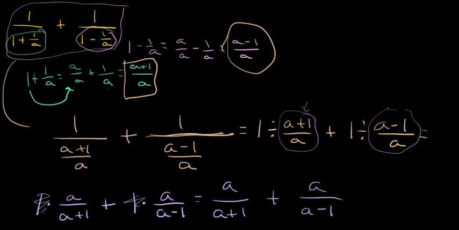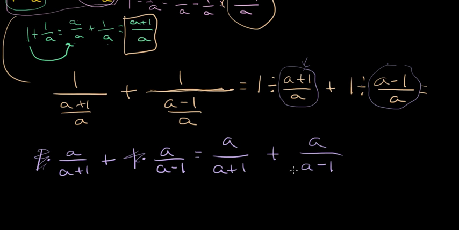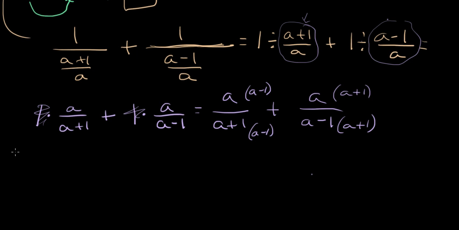Now you see where we've gone from this yellow one down to where we're at right now, a over a plus 1 plus a over a minus 1. Now, if I multiply this one times a minus 1 over a minus 1, and multiply this one times a plus 1 over a plus 1, then I'm going to have common denominators, which is a plus 1 times a minus 1. That's my common denominator. What do I have on top?